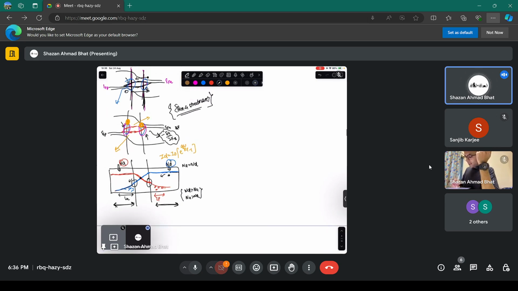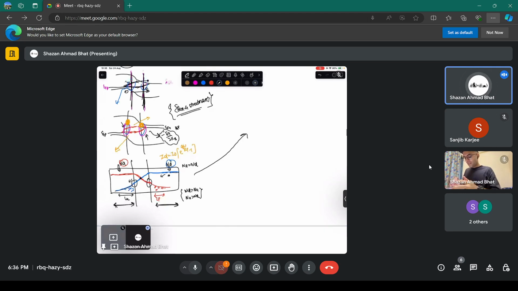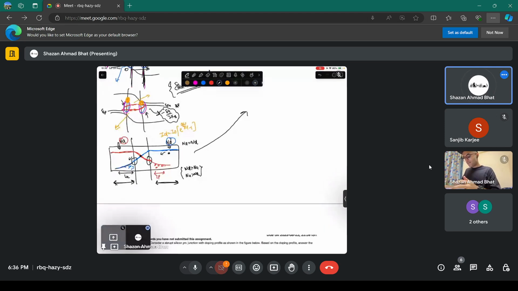And one last thing I want to show is that the real diode is not made like this. This is a very basic schematic of a diode. The actual diode, when you fabricate it, is made by taking a single substrate.